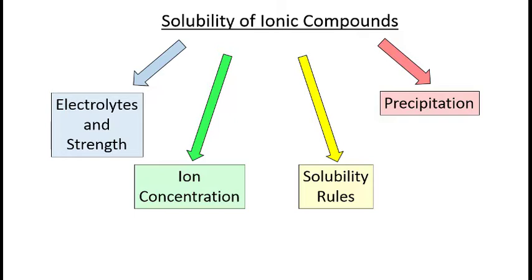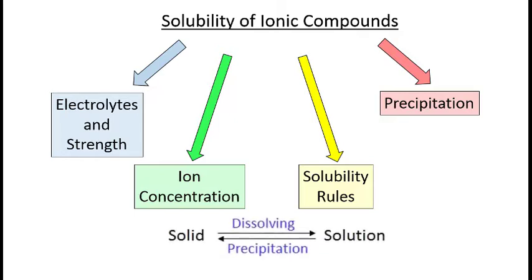One of our main points is that the dissolving process and the precipitation process are actually part of the same equilibrium. In the dissolving of an ionic compound, the solid goes into solution. In the precipitation process, ions that begin in solution end up in the solid state.